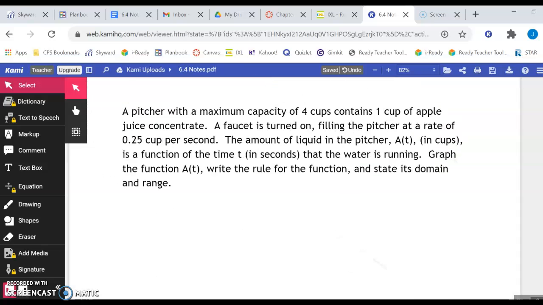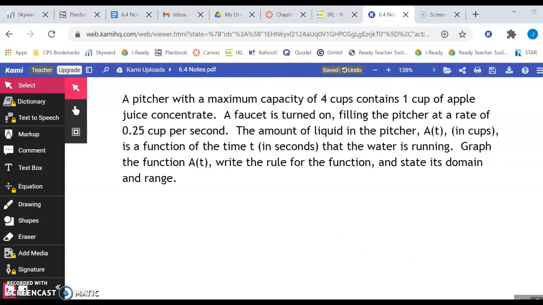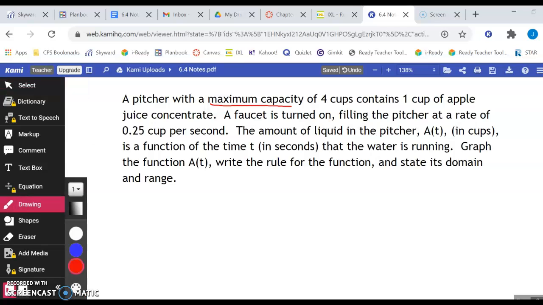All right, and for our last equation, it says a pitcher with a maximum capacity of 4 cups, so that's important, contains 1 cup of apple juice concentrate, so it's already got 1 cup. A faucet is turned on, filling the pitcher at a rate of 0.25, so 1/4 of a cup per second. The amount of liquid in the pitcher, which is labeled A of t in cups, is a function of time t in seconds that the water is running. So graph the function A of t and write the rule for the function and state its domain and range.